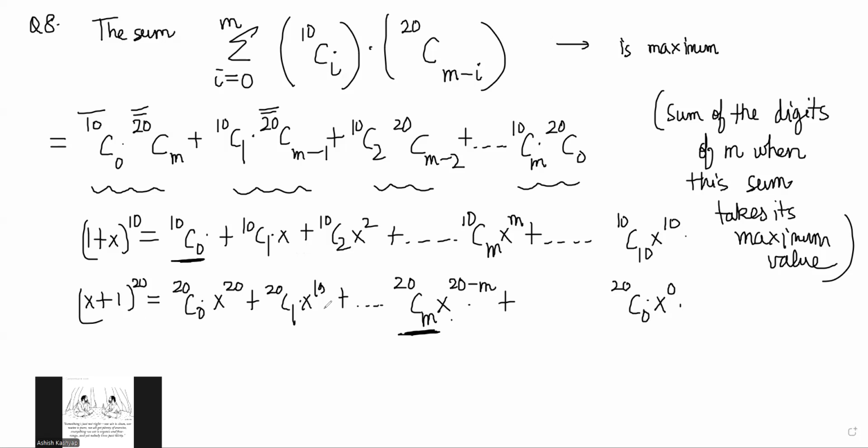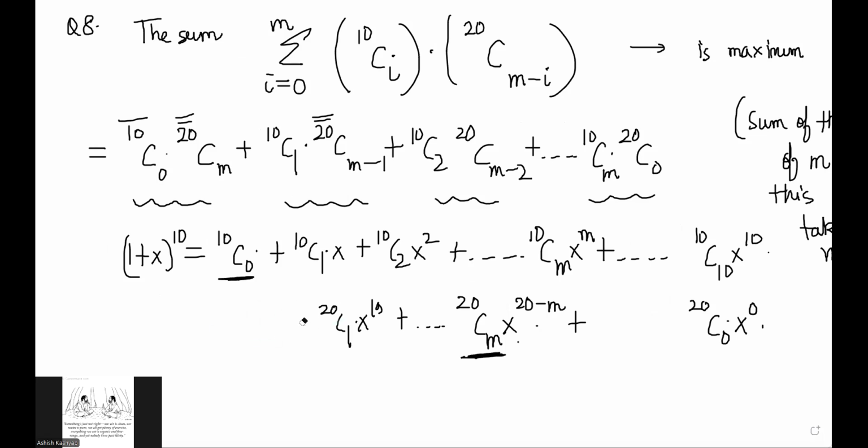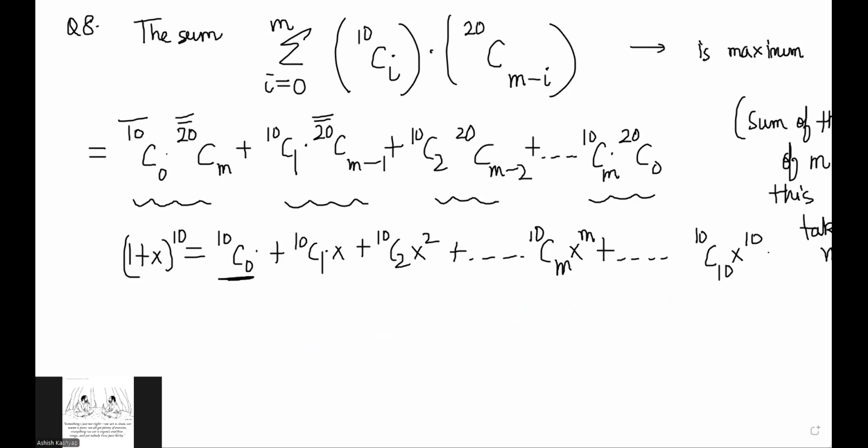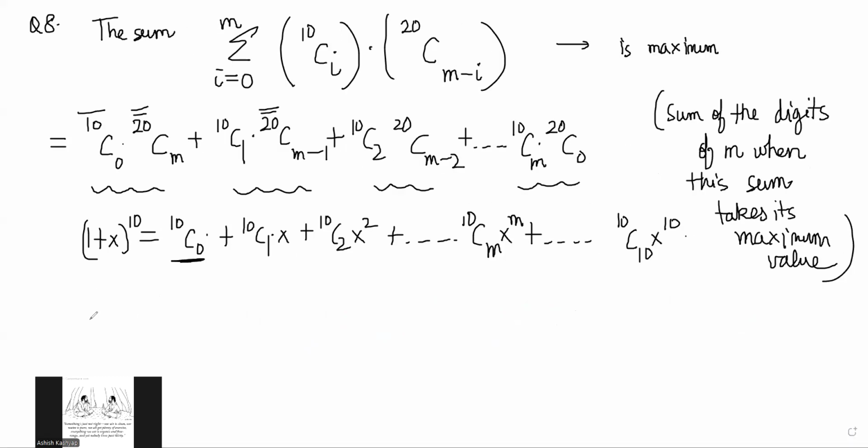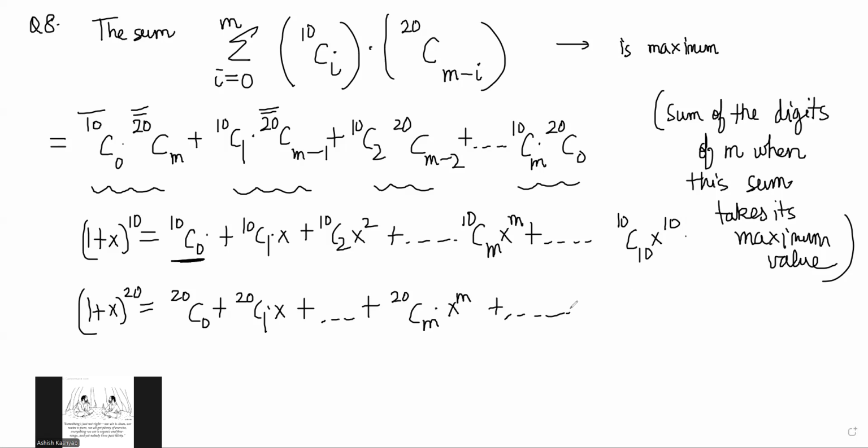So instead of doing this, I should not reverse the series, I think. I should just write the second series as (1 + x)^20. I want to combine the coefficients and multiply them and get a common thing. So I will do (1 + x)^20 here, and this will be 20C0 + 20C1 x and so on till 20Cm x^m, and this goes on till 20C20 x^20, right?